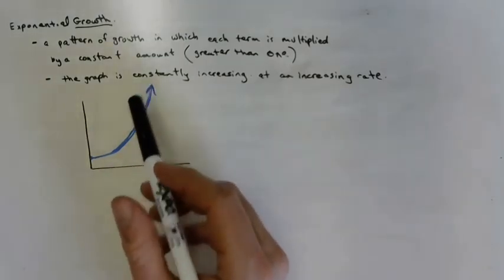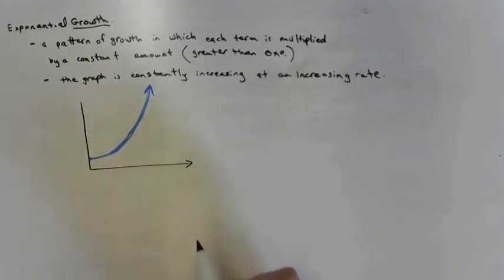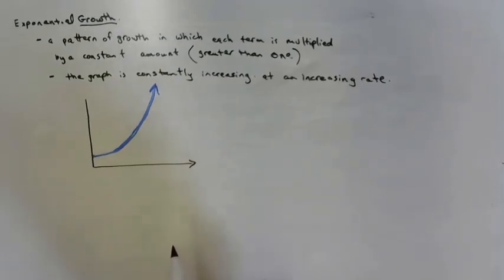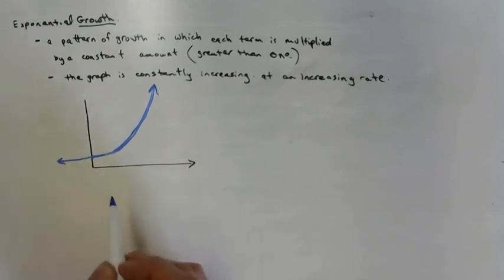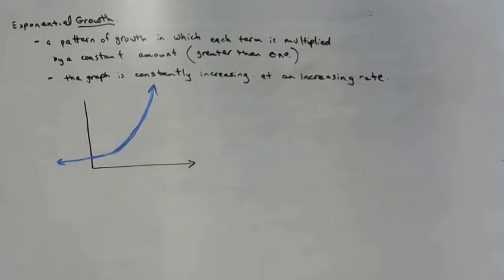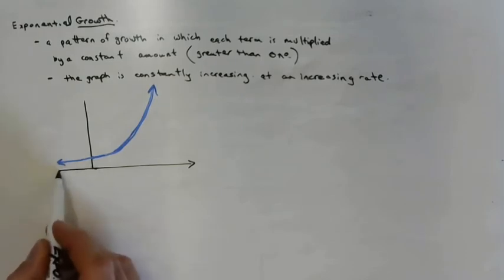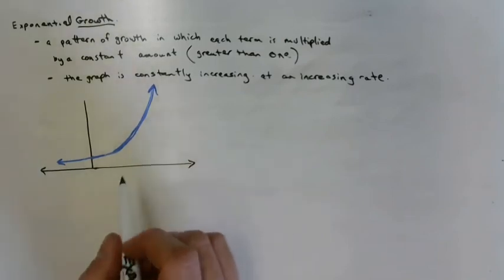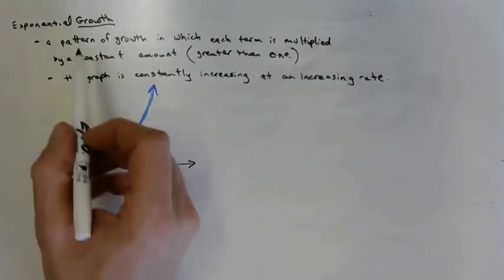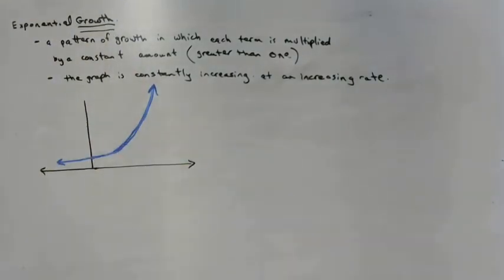Now, as it's growing up, it's also still constantly moving this way. And actually my graph is incomplete because it goes both ways. But what's interesting is it will never hit 0. This is an exponential graph. This is what they will look like when we're dealing with exponential growth.